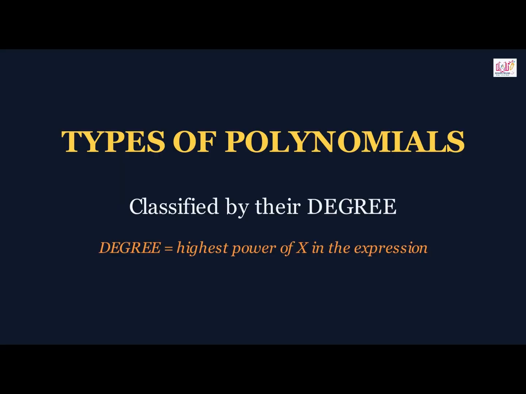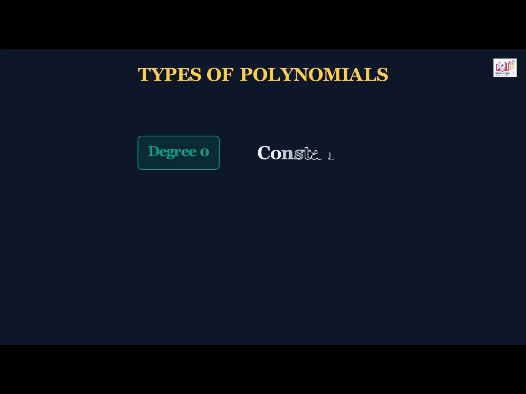A polynomial with degree 0 is called a constant polynomial. The number 7, all by itself, is a constant polynomial. The highest power of x is 0, because there is no x at all. A polynomial with degree 1 is called linear. 4x minus 9 is linear. The highest power of x is 1.